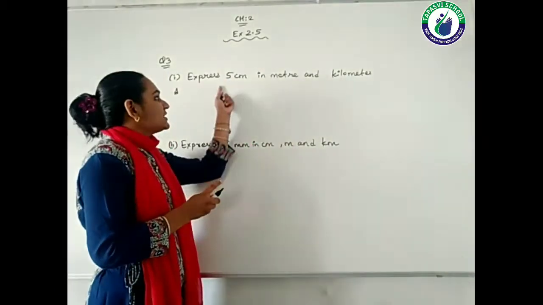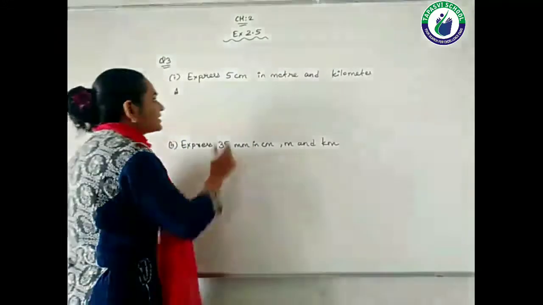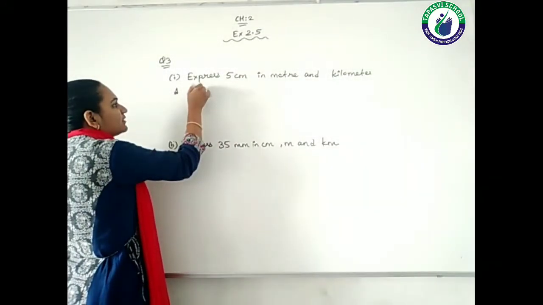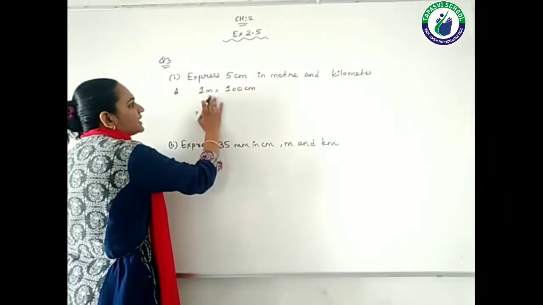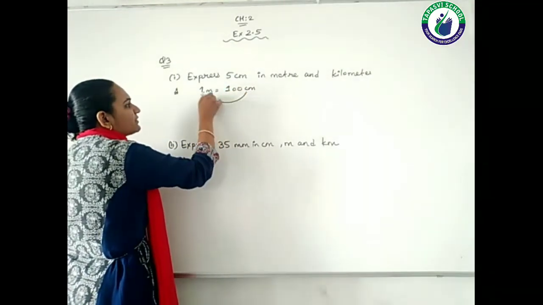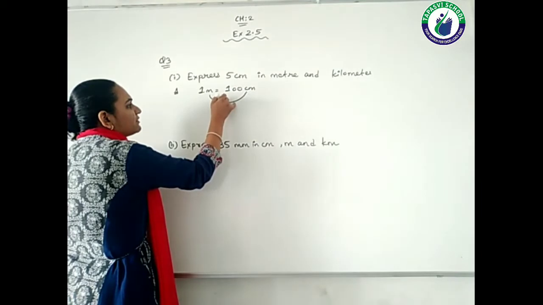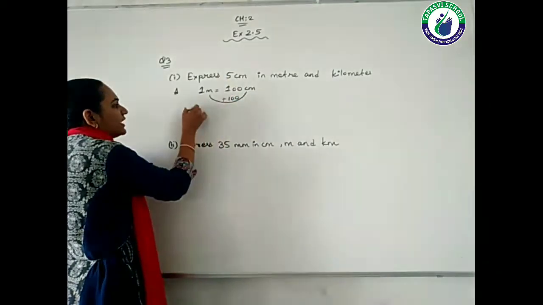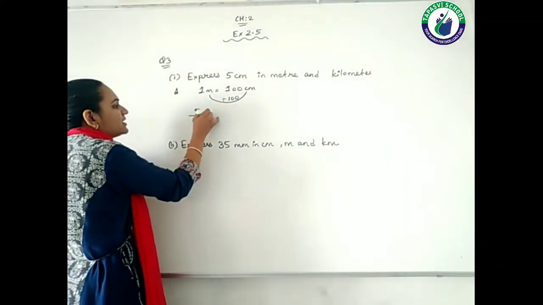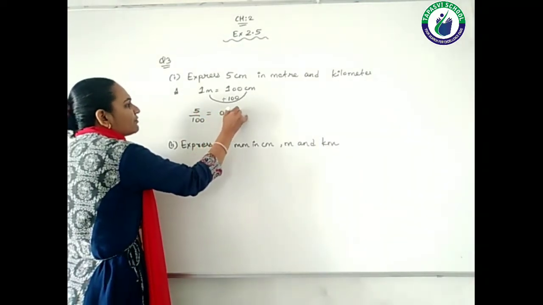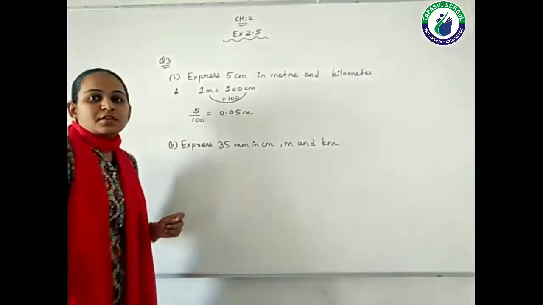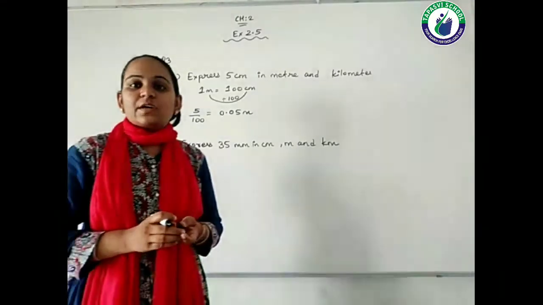See students, 5 centimeter I am converting into meter. As I told you, the relation of centi and meter is 100. So if I convert centimeter into meter, I have to divide by 100. So 5 divided by 100. Students, what do I get? I get 0.05 meter. Is it clear? 0.05 meter.